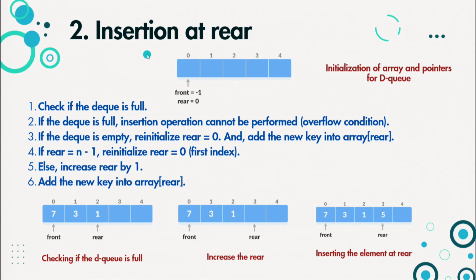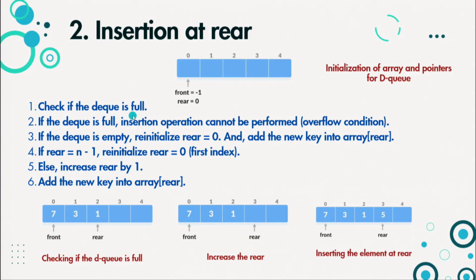Now, the second operation is how to do insertion at rear. This is very common. I hope you know this very well: always insertion is done at the rear end in a conventional queue, but here we use a circular array implementation. So, whatever steps we adopt for inserting a new element in a circular queue, the same steps we are going to follow here for DQ.